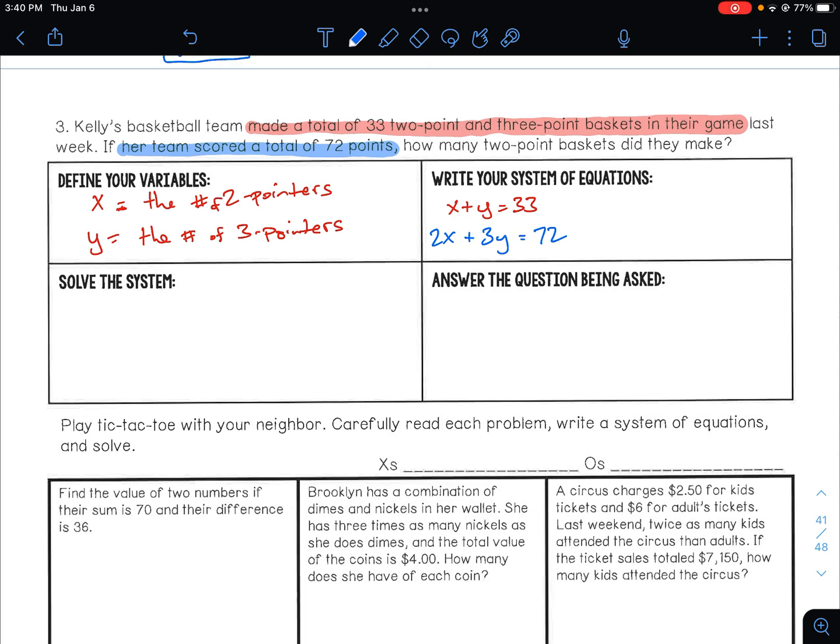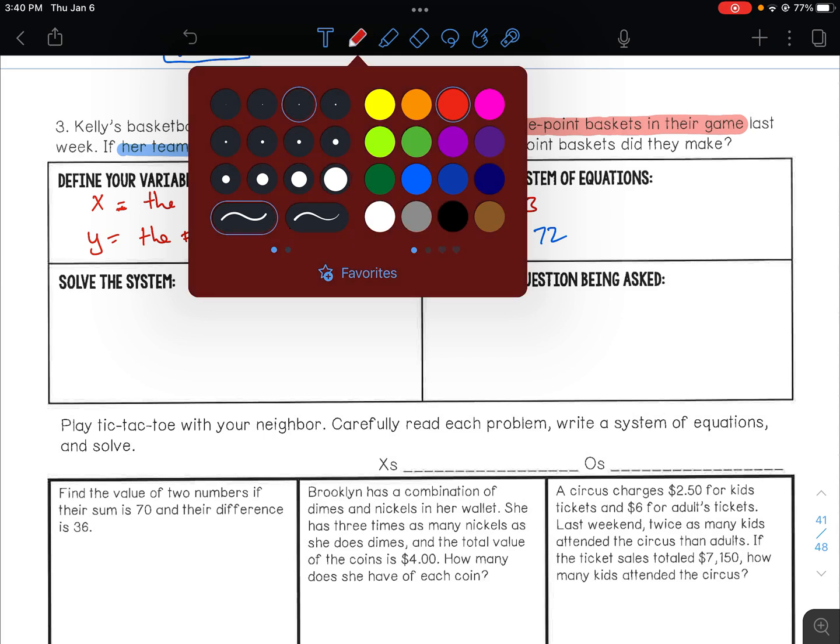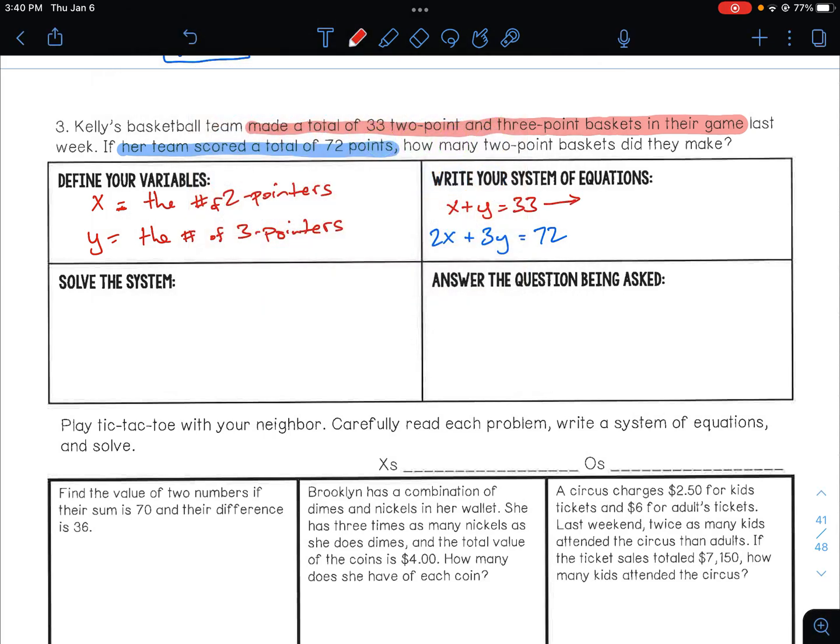So that's my equation. I'm going to use substitution, so I'm going to rewrite this equation. They want us to find how many 2-point baskets, so I'm going to isolate the Y. I'm going to subtract X from both sides. I'm going to say Y equals 33 minus X. I'm going to plug that in, and it's going to help me find the number of 2-pointers. I think. Yeah, it should. All right. So let's solve the system.